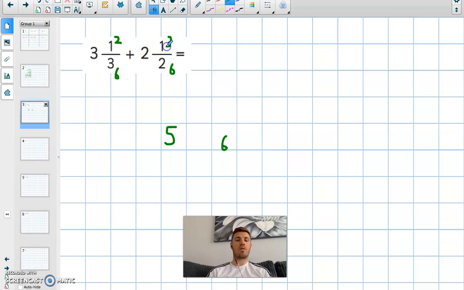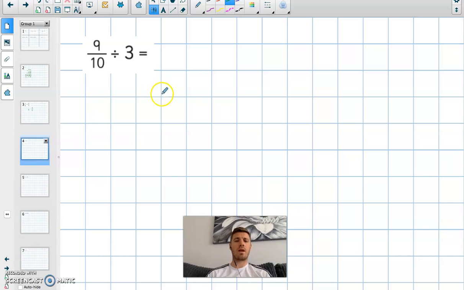So I'm left with 2/6 plus 3/6. So when you add 2 fractions together, you're adding the numerators, and the denominator is staying the same. So 2 add 3 leaves us with 5. So 5/6 is your answer when you're adding these 2 fractions together, and your answer overall is 5 and 5/6.